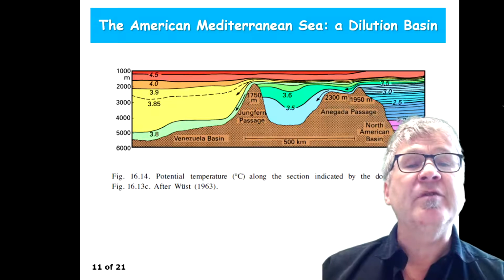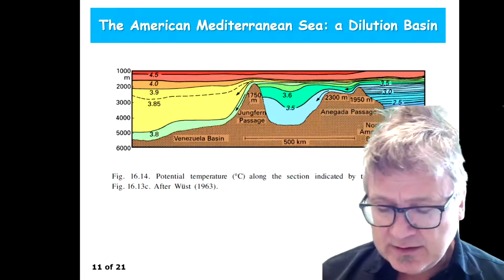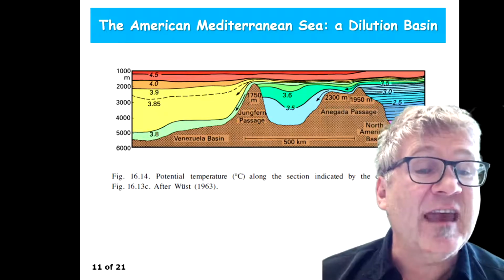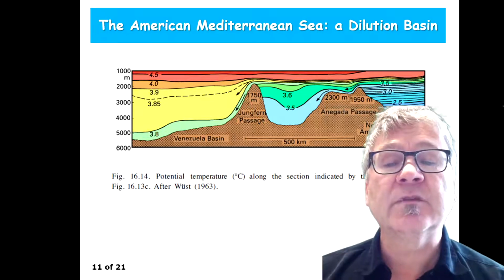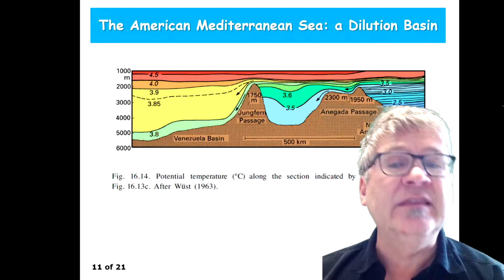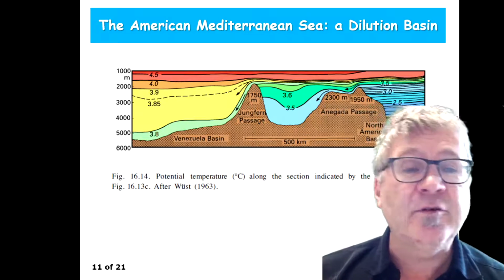Again, this is the American Mediterranean Sea, one example of a transect. So let's have a little bit of a look at other features in the American Mediterranean Sea.